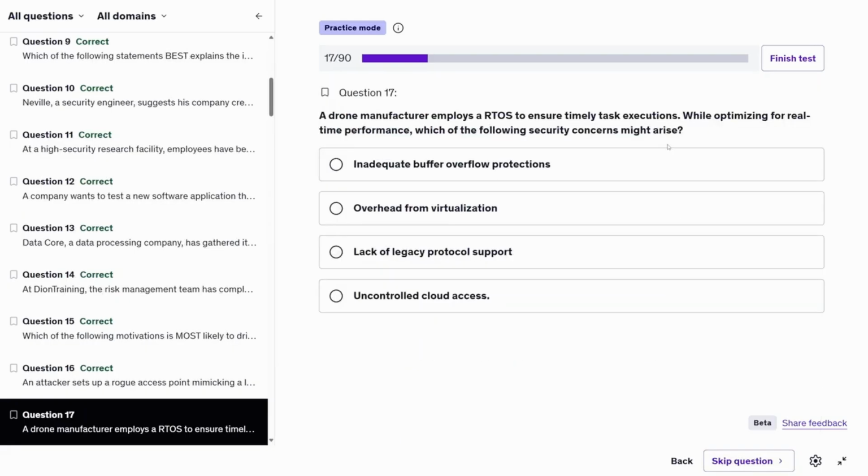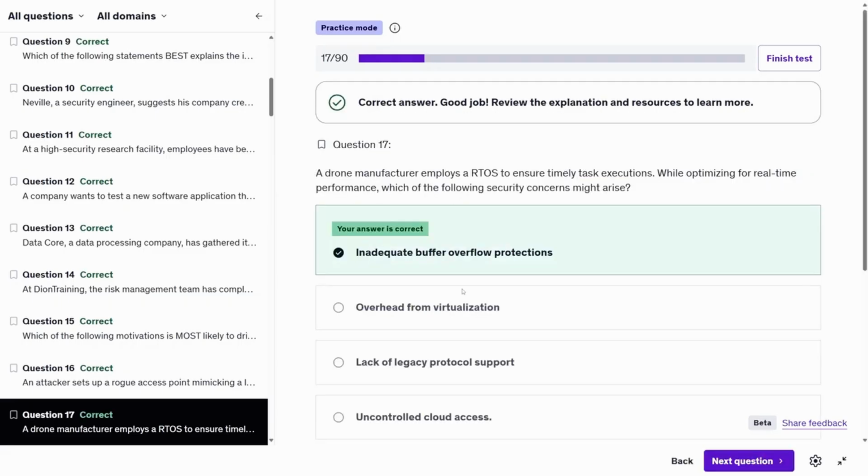A drone manufacturer employs an RTOS to ensure timely task executions. While optimizing for real-time performance, which of the following security concerns might arise? And the correct answer is inadequate buffer overflow protections.